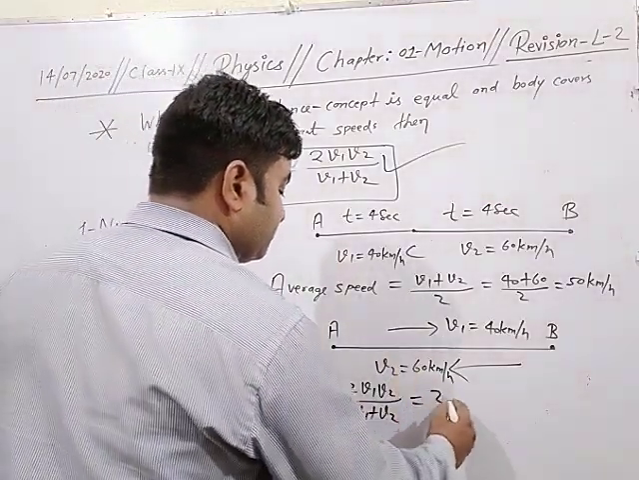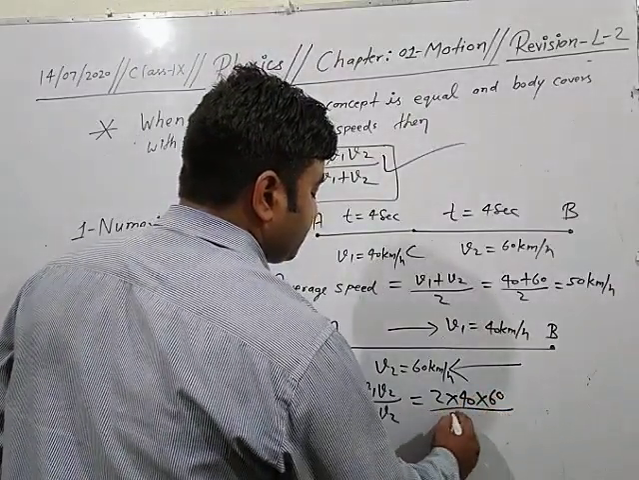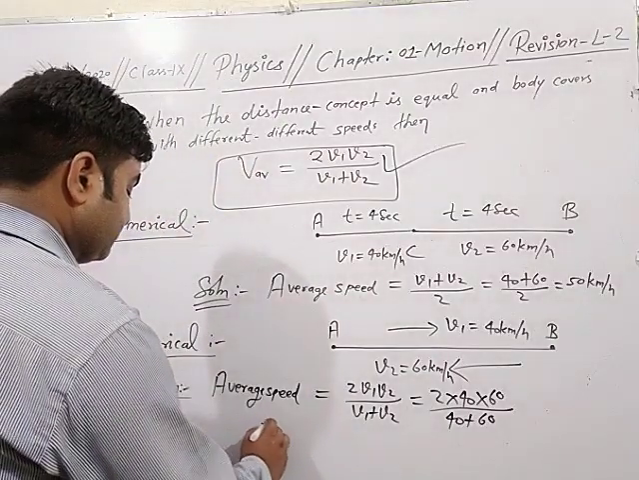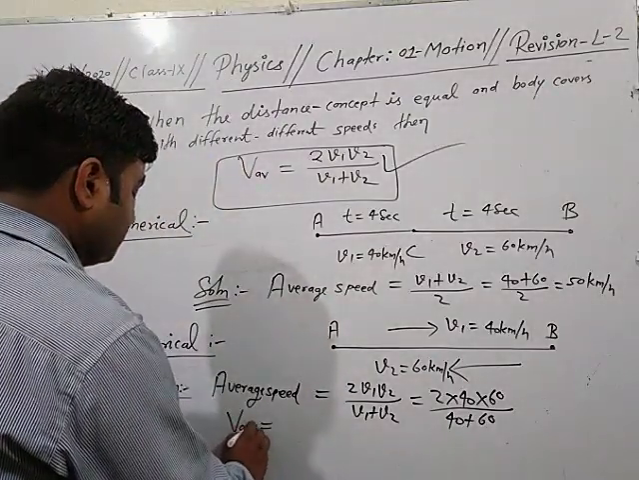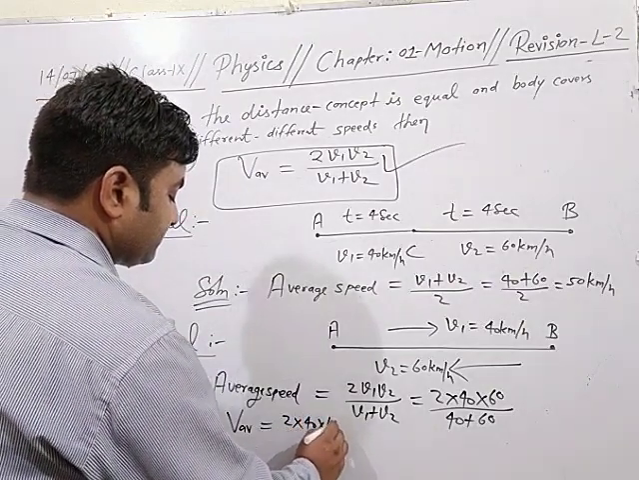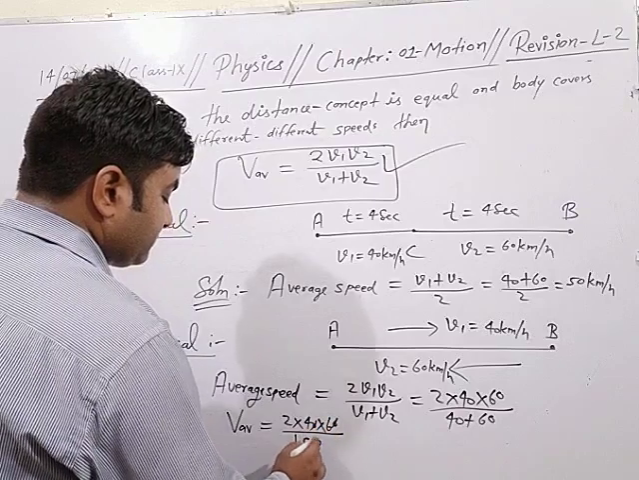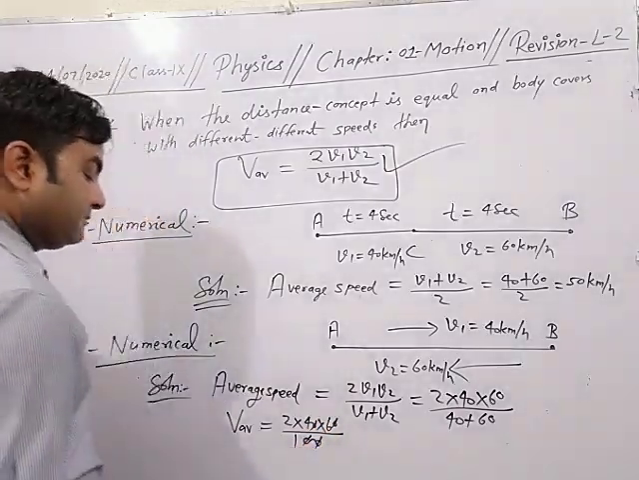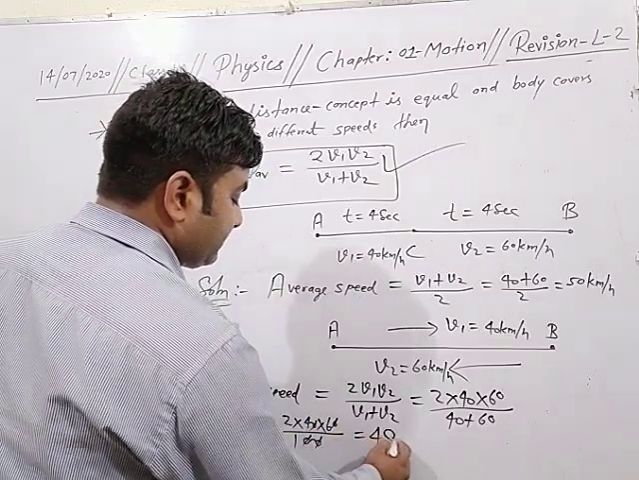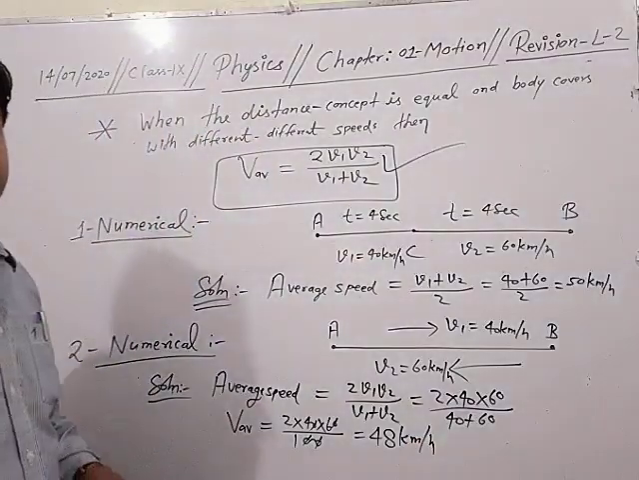Then 2 into 40 into 60 upon 40 plus 60, and again V_av is equal to 2 into 40 into 60 upon 100, and the tens cancel out. Then this will be 2 4 8, that is 48 km/h. This is the average speed.